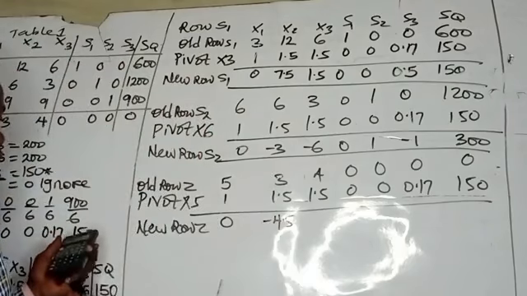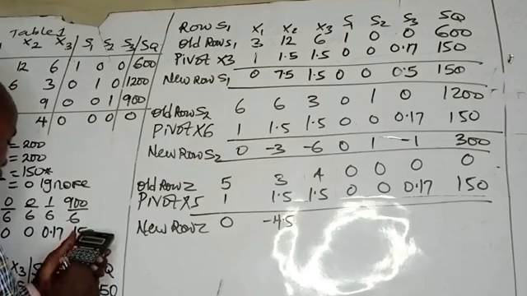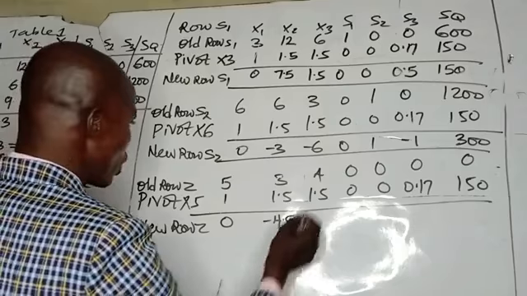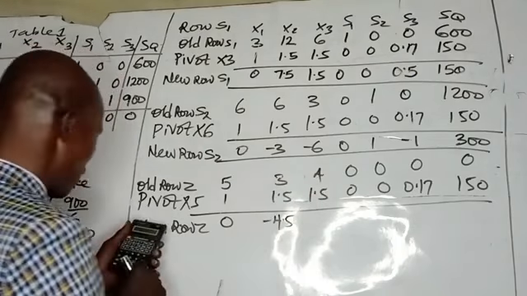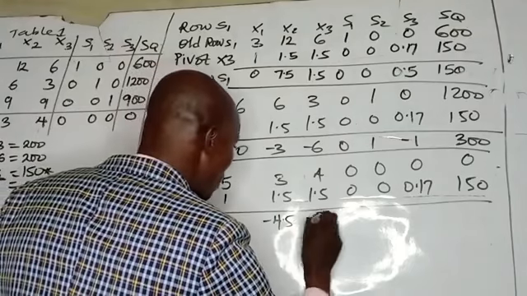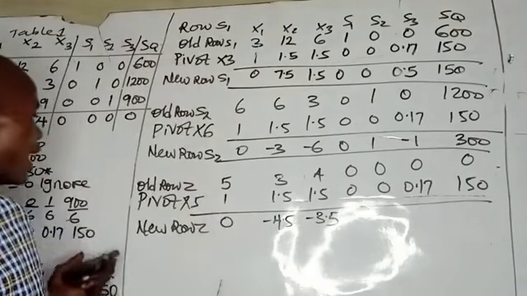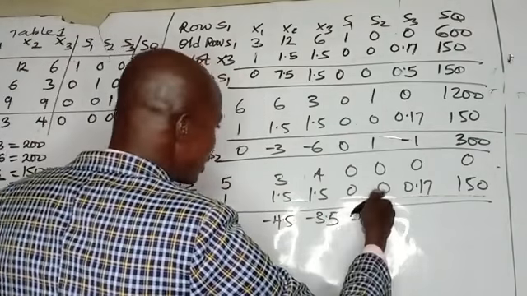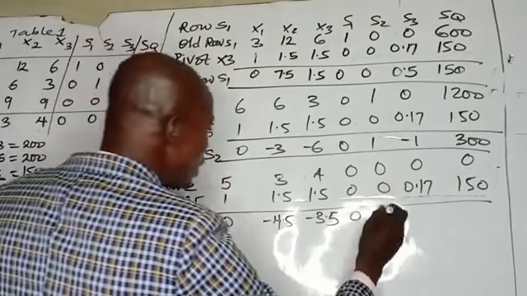Then 5 times 1.5 gives 7.5. Subtract 7.5 from 4. You have minus 3.5. Then 5 times 0 is 0, 0 minus 0 is 0. 5 times 0 is 0, 0 minus 0 is 0.